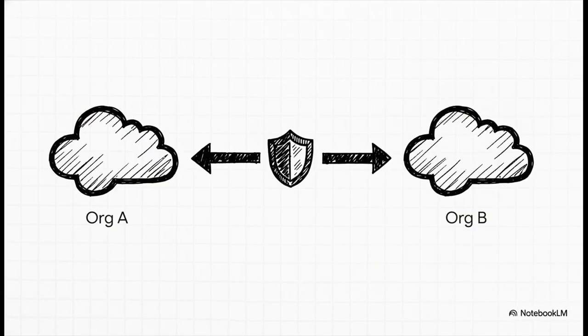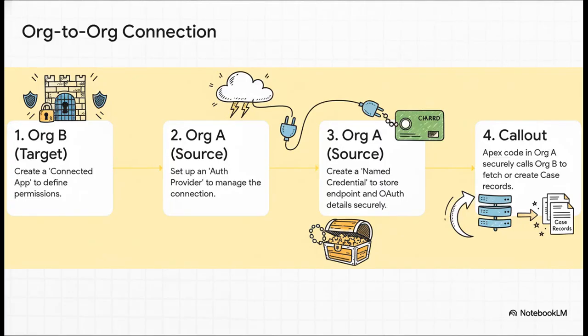Okay, time to level up. For our second journey, we're going to tackle something a bit more complex and a lot more secure, connecting two completely different Salesforce orgs. This is something bigger companies need all the time, letting one system securely access and even create data in another. Now, this process is a lot more involved, but it's for a very good reason: security. The target system, let's call it Org B, creates something called a connected app. Think of this like setting up a bouncer at the door who has a very specific list of who's allowed in and what they're allowed to do.